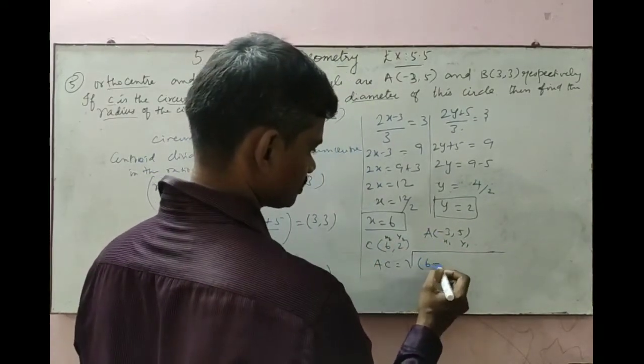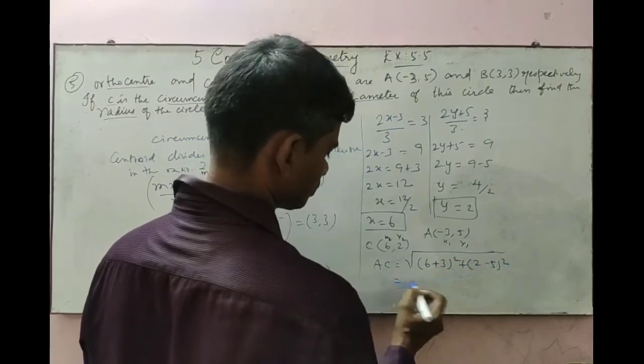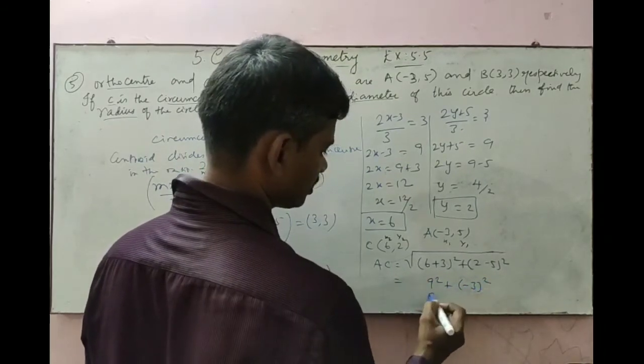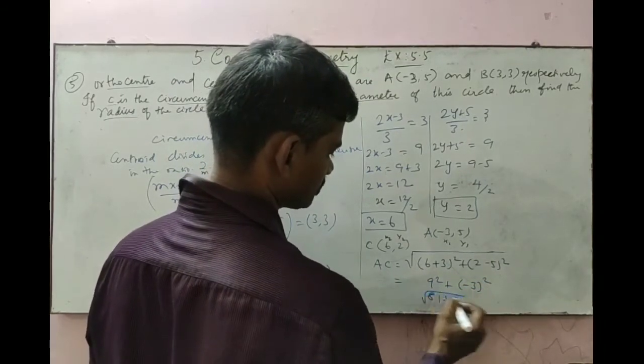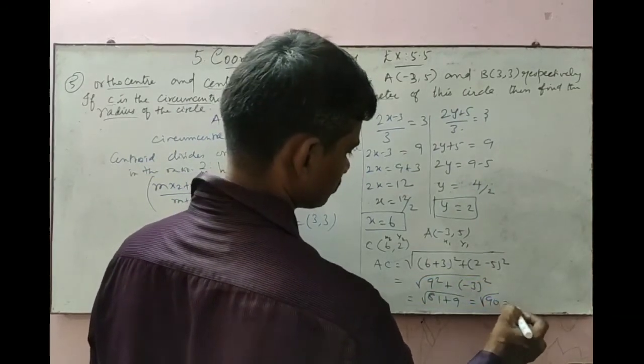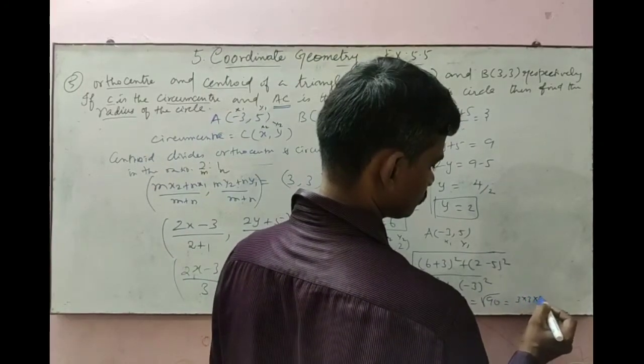Using the formula, 6 plus 3 whole square plus 2 minus 5 whole square, you will get 9 square plus minus 3 whole square. 9 square is 81, 3 square is 9. Totally the answer is root 90. Root 90 can be split as 3 into 3 into 10.